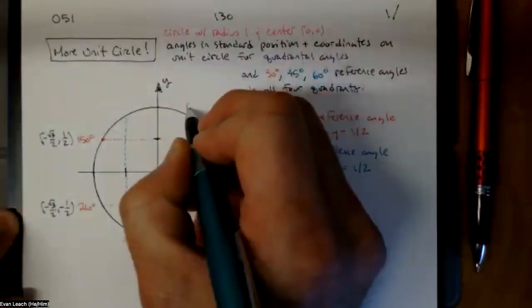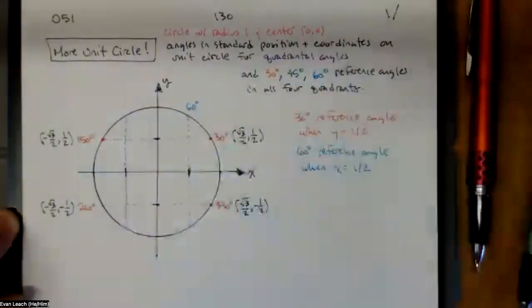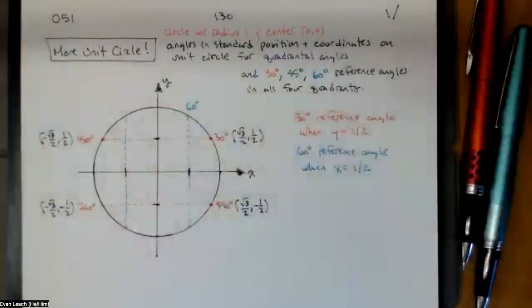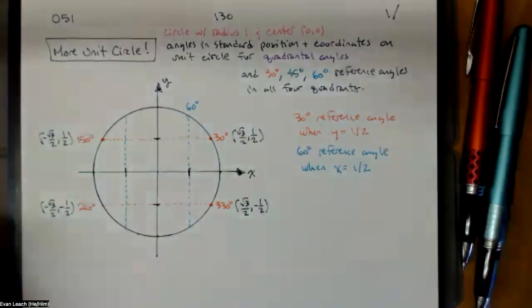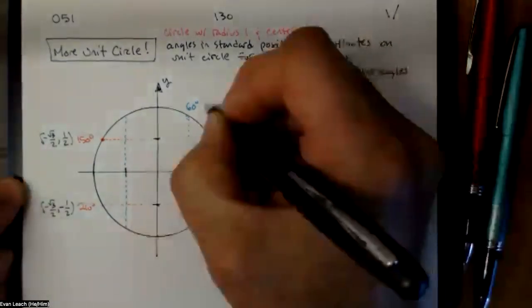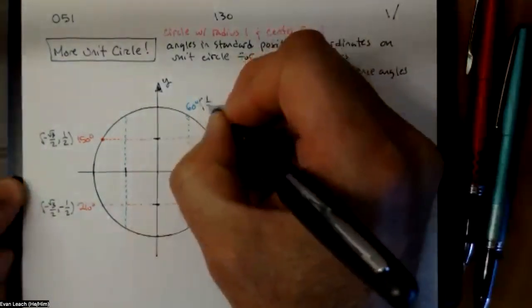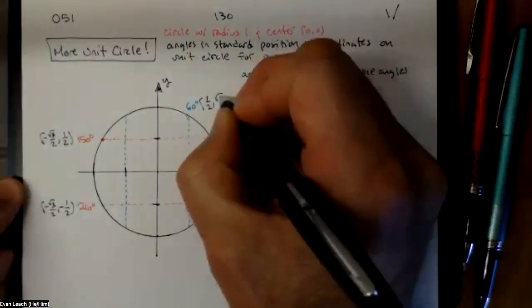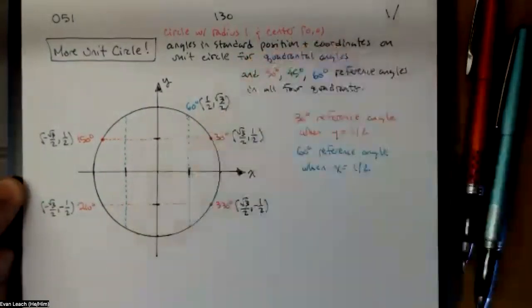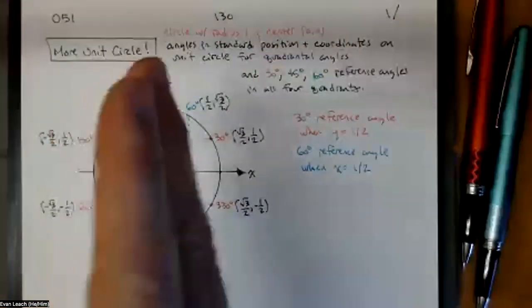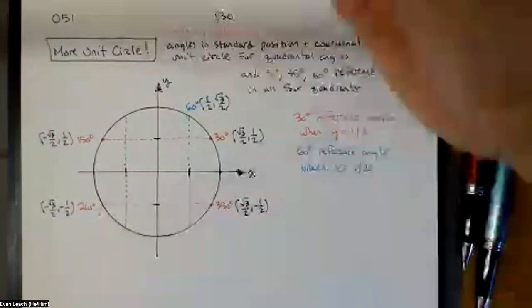60 is when we have x equal to 1/2. So at 60 degrees, the x is equal to 1/2, and the y is going to be √3/2, because those are the two that go together because we use the Pythagorean theorem to find that out. So here, x is positive 1/2, and y is positive √3/2, because in the first quadrant, x is positive and y is positive.